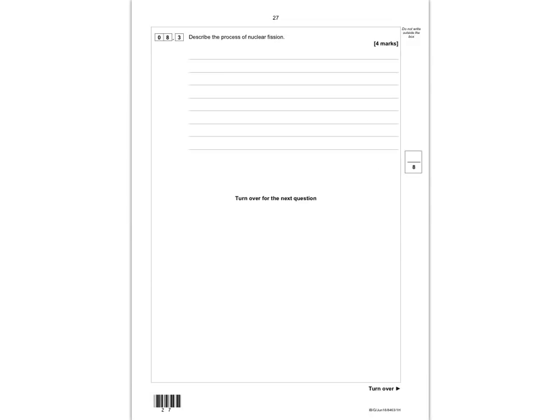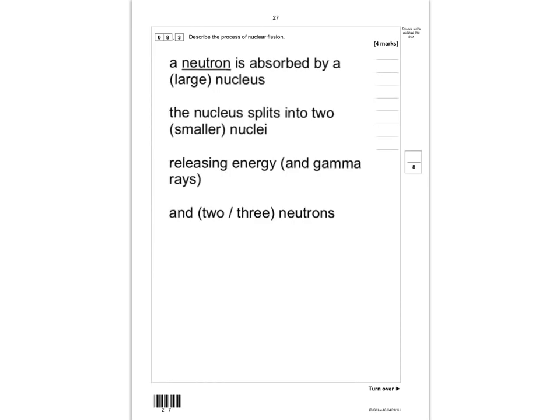The final part of question 8 is 8.3, and it says describe the process of nuclear fission, and it's worth a very generous 4 marks. So here's how you achieve the marks for this question. Remember that nuclear fission is the splitting of a large nucleus to form 2 smaller nuclei. That process releases energy, and 2 to 3 neutrons, which go on to form a chain reaction.